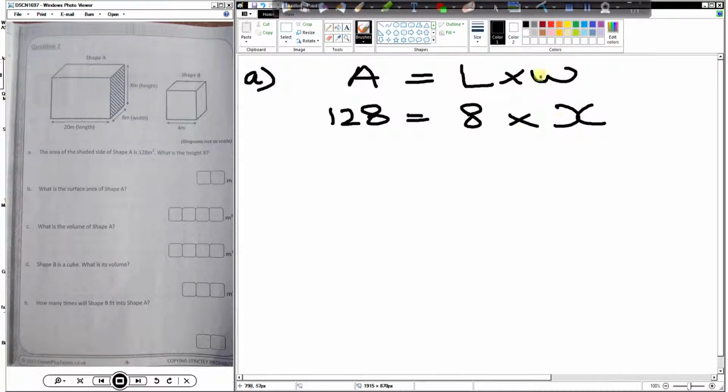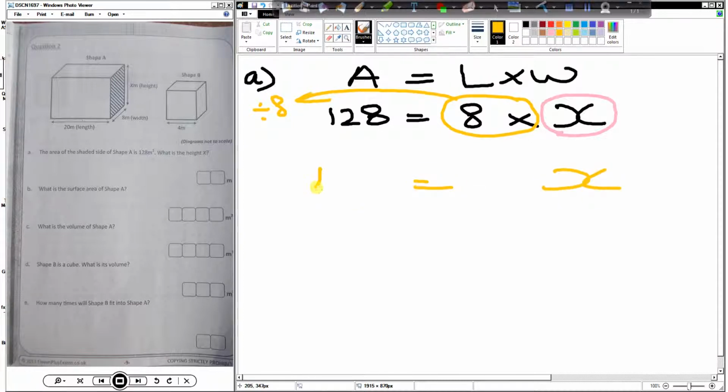Now we've got to work out the value of X. So, how do we work out the value of X? I got 8 times X. What do I do with the times by 8? Divide it by 128. So we take the times by 8 from the right hand side, we take it to the left hand side. So we have now, we copy down the X. X is equal to 128 divided by 8.